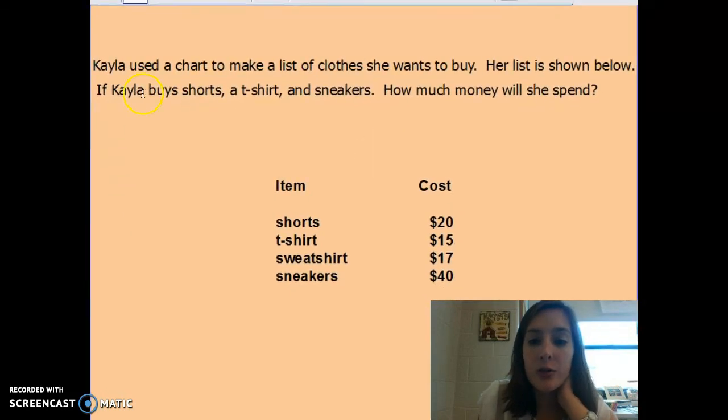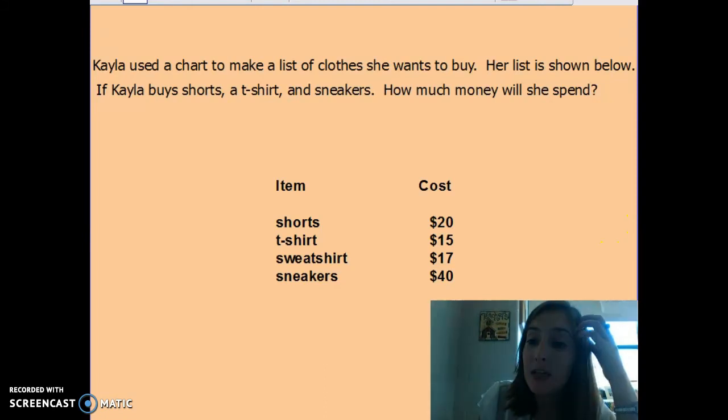So here is a your turn question. Number 3. Kayla used a chart to make a list of clothes she wants to buy. Her list is shown below. If Kayla buys shorts, t-shirt, and sneakers, how much money will she spend? Shorts are $20, a t-shirt is $15, a sweatshirt is $17, and sneakers are $40. Now I will tell you that there's something on this that you do not need. What do we do if we know that we don't need it and it's definitely not the answer? We cross it out. So do that number, and then the next one is on the next page.